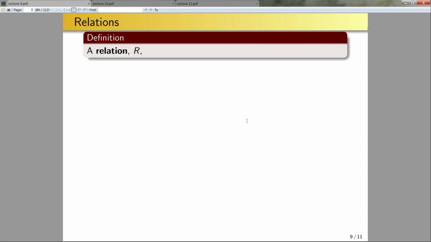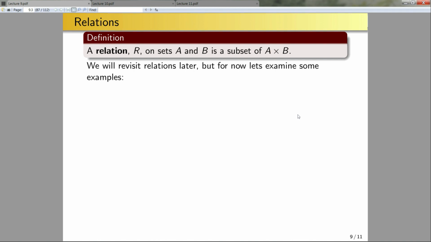So a relation R on sets A and B is a subset of A cross B. This definition might seem kind of innocent or not very interesting, but relations actually are one of the fundamental building blocks of a lot of the mathematics that you've learned thus far. We will revisit relations in a lot more detail in roughly 2 weeks, but for now let's just examine some examples of relations so you can get an idea of what a relation is.